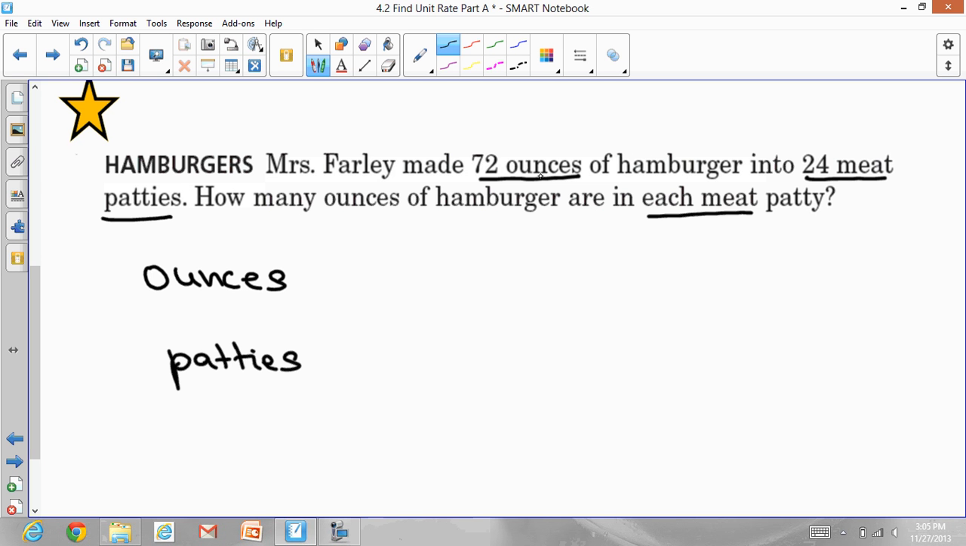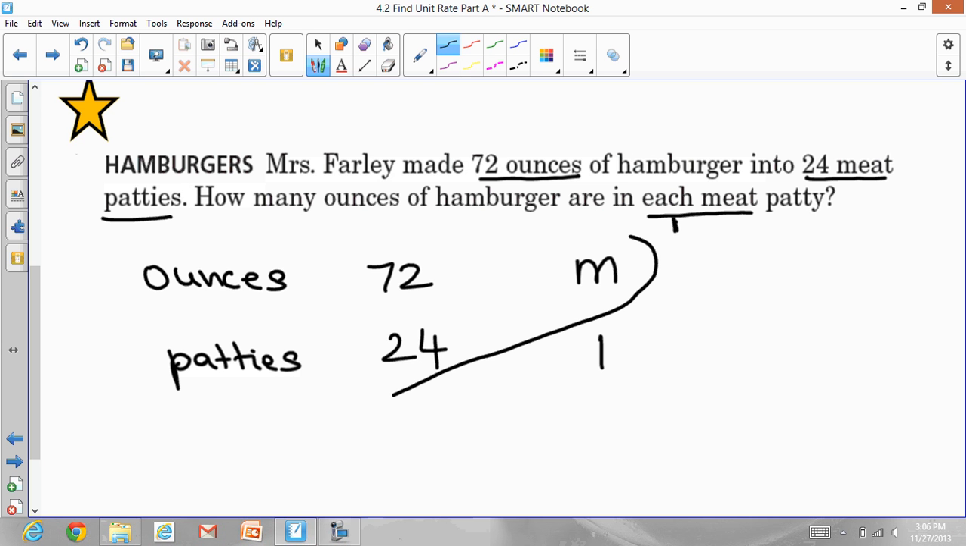So let's look at the first one. 72 ounces into 24 meat patties. The question is asking you how many ounces of hamburger are in each meat patty. Each meat patty is the same as in one meat patty. So that means in one meat patty, how many ounces, and which is missing. M stands for the missing. So I'm going to write it as M, and now I'm going to use my cross multiplying.